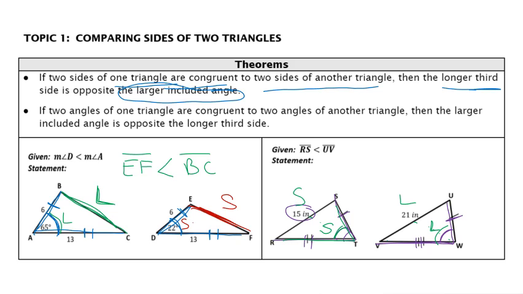So if I know RS, or 15, is smaller, that means angle T has to be smaller than angle W. Even if I don't know their values right away, I know that relationship.